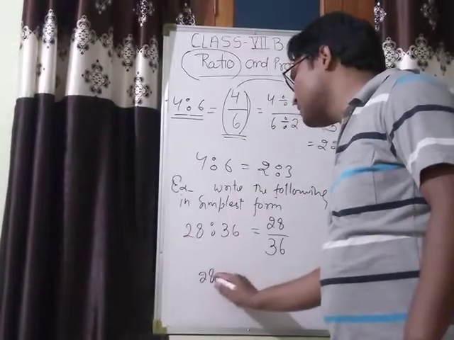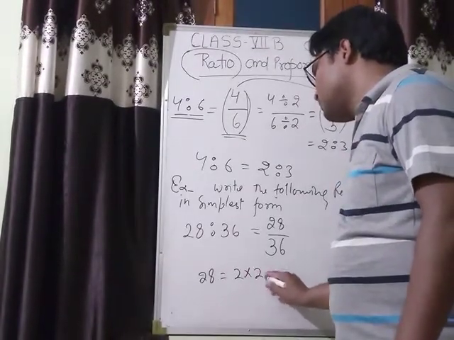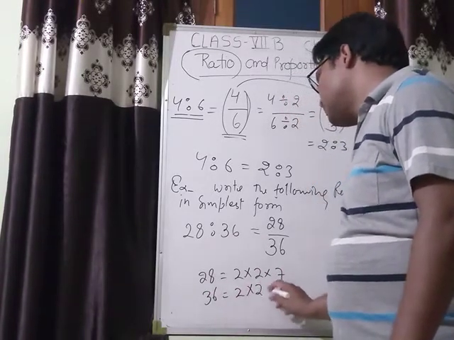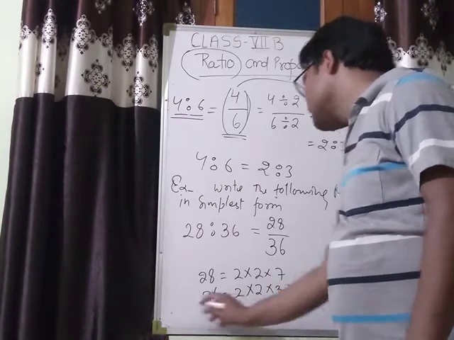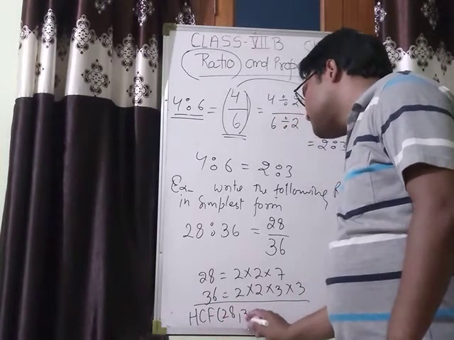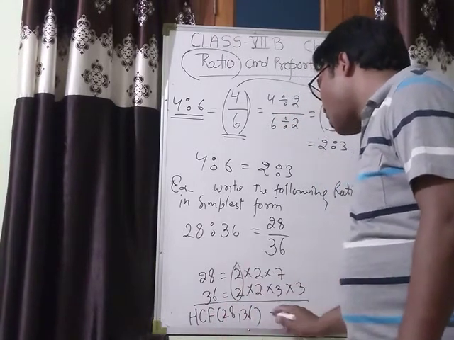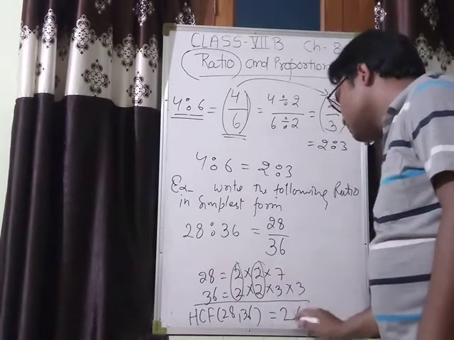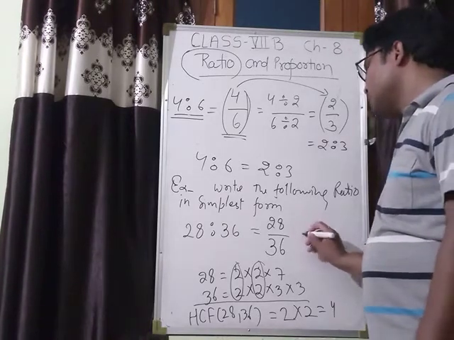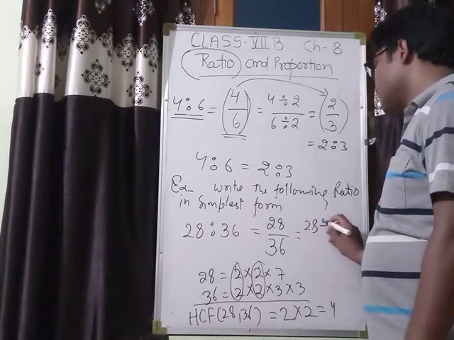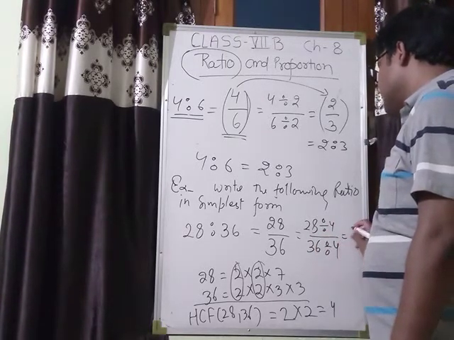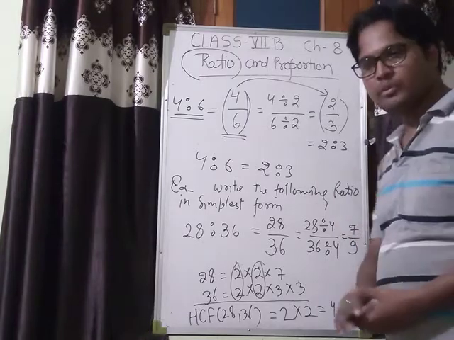What is the factorization of 28? 2 twos are 4, 7 fours are 28. And 36 is 2 twos are 4, 3 fours are 12, 3 twelves are 36. Now what is the highest common factor of 28 and 36? That is the common prime factors, 2 into 2, that is 4. So both can be divided by 4. So the numerator will become 7 and the denominator is 9.